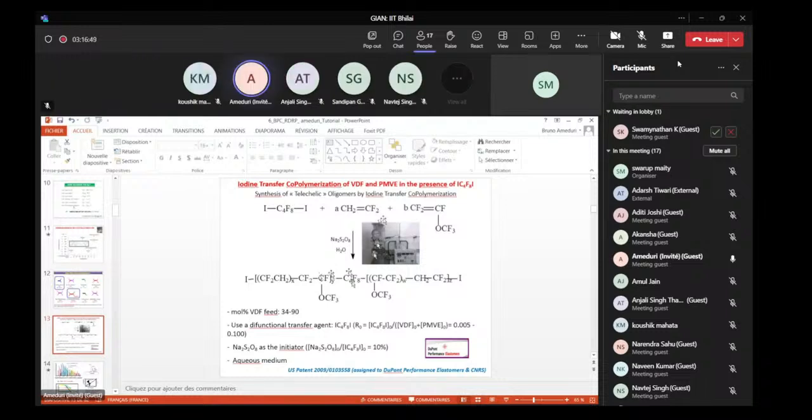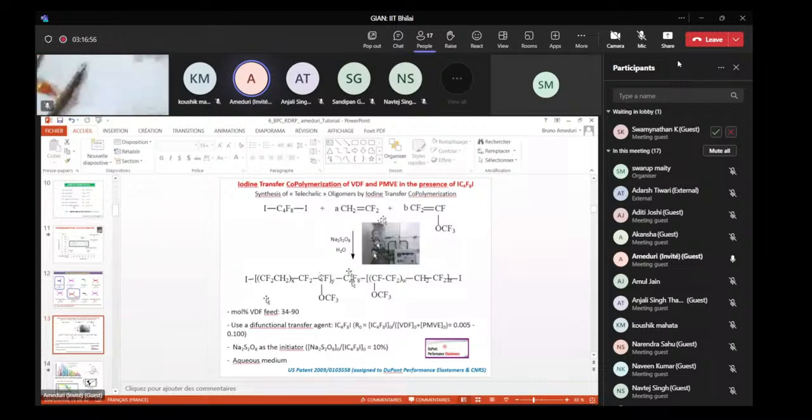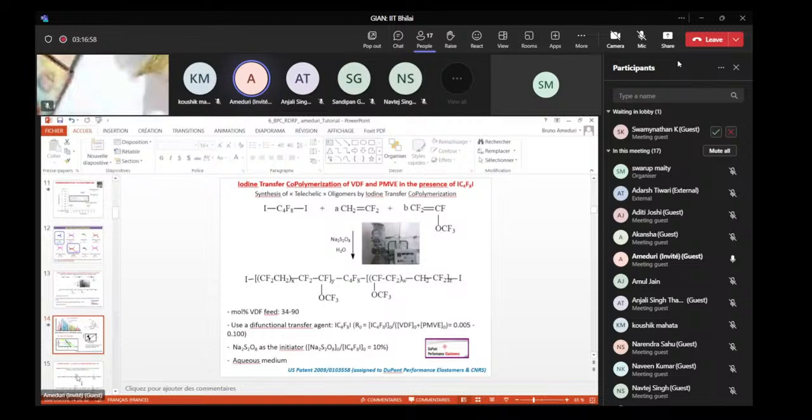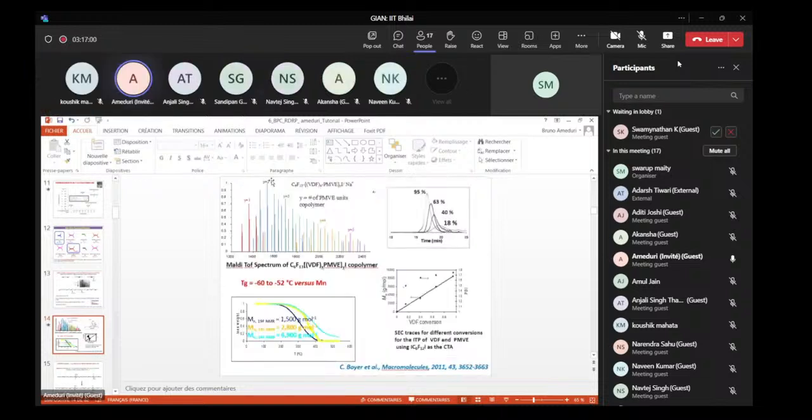As we know, PMVE does not homopolymerize, but we saw that it was possible to copolymerize, okay, and this was monitored by MALDI-TOF. For instance, for 1 unit of PMVE, you have a red distribution. For 2 units, we have a blue distribution. For 3 units of PMVE, you have a green distribution. For 4 units, you have this orange distribution. And for 5 units, it was possible. This is a model reaction, of course.